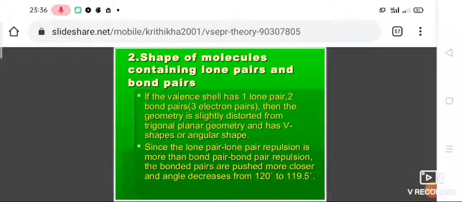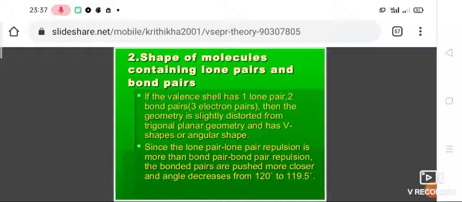Next one, the shape of molecules containing lone pair and bond pair. If it is lone pair and bond pair, then what type of shape that electron gives to the structure of the atom? If the valence shell has one lone pair, two bond pair, then the geometry is slightly distorted from the trigonal planar geometry and has V-shape, angular shape.